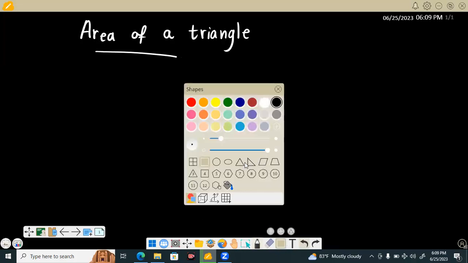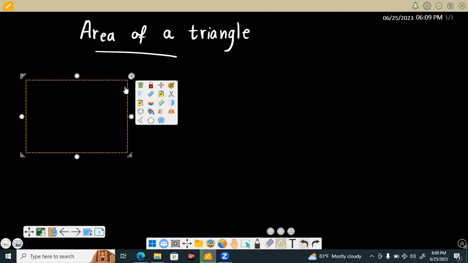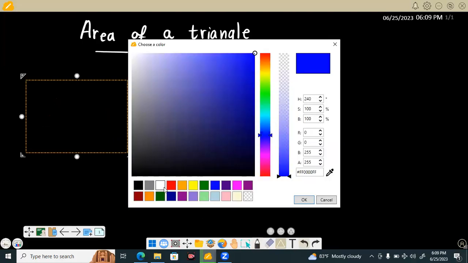Area of a triangle. When you consider the area of a triangle, there are different kinds of triangles. What are the types of triangles that you have learned before? There are 6 types of triangles.